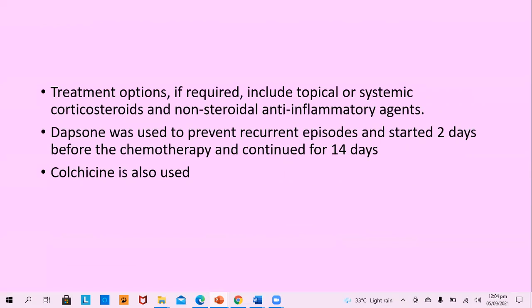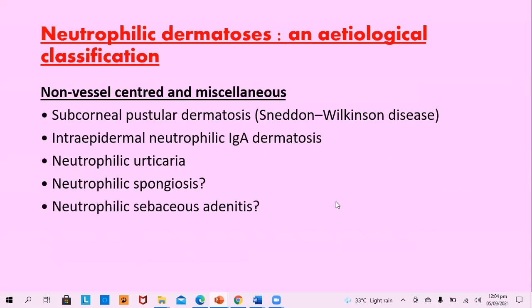Treatment options, if required, include topical or systemic corticosteroids and non-steroidal anti-inflammatory agents. Dapsone was used to prevent the recurrent episode, started 2 days before the chemotherapy and continued for 14 days. Colchicine is also used with similar modality.